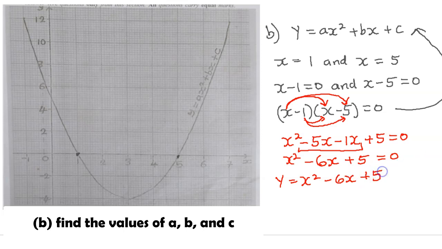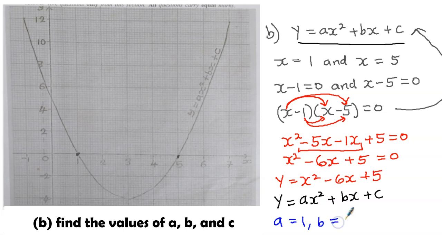So you can call this y equals x squared minus 6x plus 5. And you can compare it with the given standard equation, which is y equals ax squared plus bx plus c. So here you can boldly say that a equals 1, b equals negative 6, and c equals 5. And that is what they were looking for. So that's one way that you can do to get the answers.